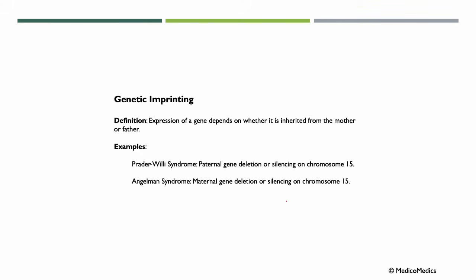Now, genetic imprinting. It's defined as the expression of a gene depends on whether it is inherited from the mother or the father. It's an epigenetic phenomenon where only one parental allele, so either mother or father, is expressed, while the other one is silenced. And unlike Mendelian inheritance, where both alleles are expressed equally, imprinted genes show parent-specific expression.